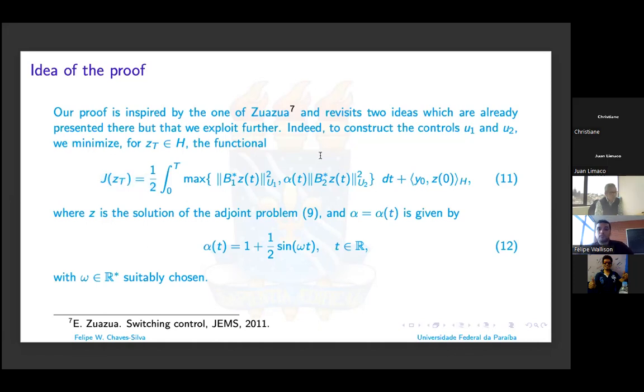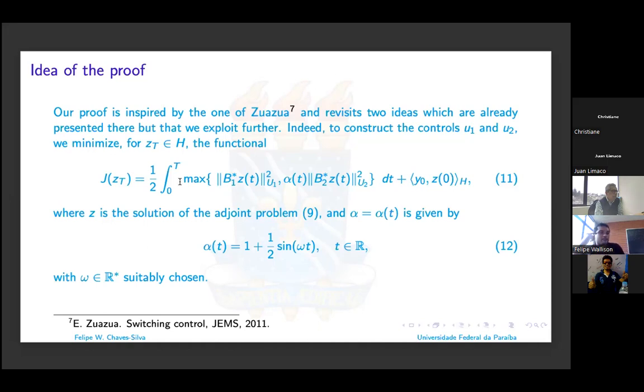Okay, so the idea is to minimize a functional like this one. And here I just say, en passant, for those who are more familiar with control theory, this is very much like what you do when you work with bang-bang controls. Not exactly the same, but it resembles bang-bang controls, right?